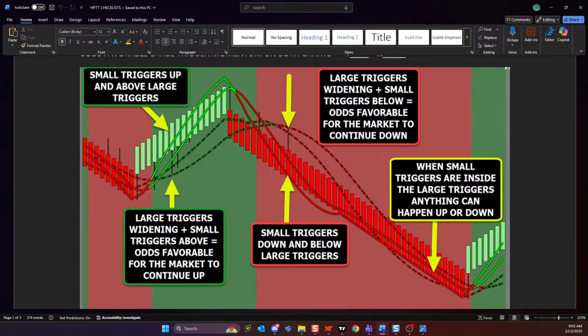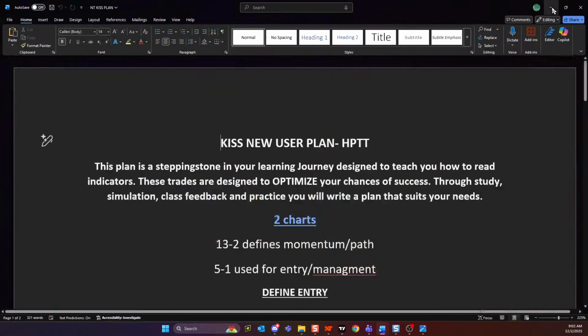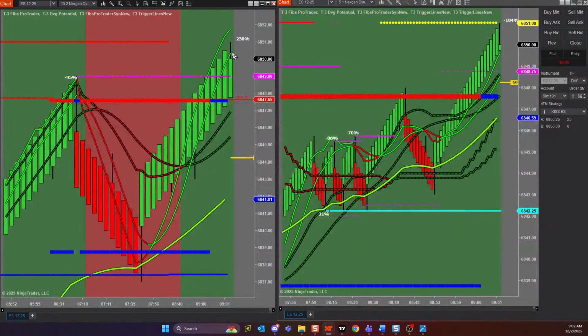The trend is defined by the color of the background. So if it's green, we're going up. We have to have a separation, smalls above large. If it's red, we're going down. We have to have a separation, smalls below large. So in the S&P currently, we do in fact have momentum. So rule number 1 is met.